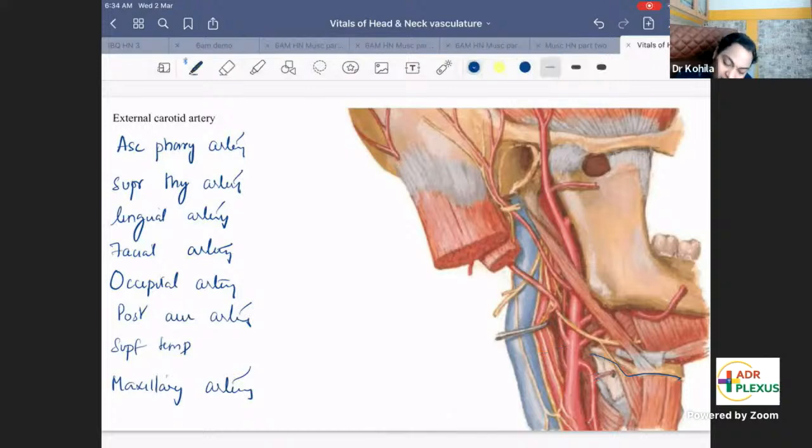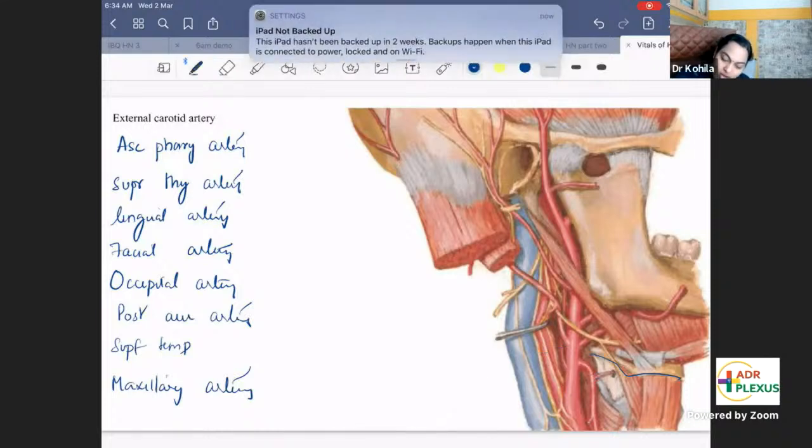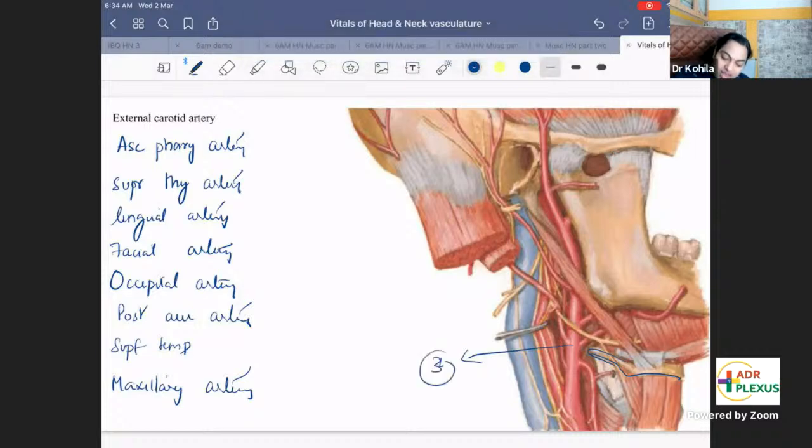Then what are the other things? Yeah, opposite. This is your hyoid bone. This is the greater corner of the hyoid bone. Opposite the tip of the greater corner of the hyoid bone, that's the lingual artery. And above that, this is the facial artery.